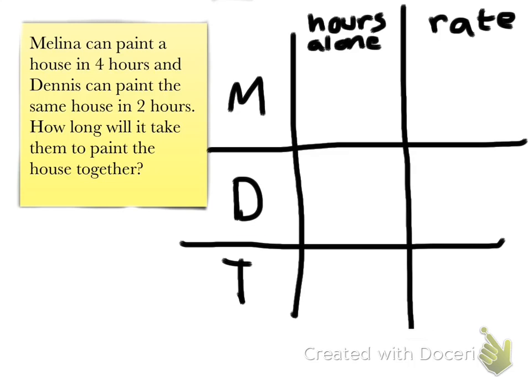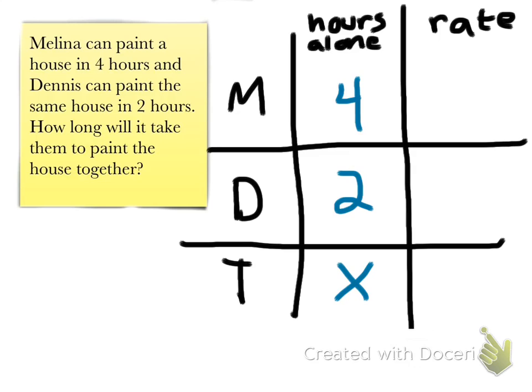So 3 different things. How long does it take Melina to paint the house alone? So the hours it takes her alone, that's 4 hours. Okay. For Dennis, how long does it take him to paint the house alone? That's 2 hours. And then how long does it take for them to paint the house together? Well, that's exactly what the question is. So that's what we're going to call X. That's our unknown.